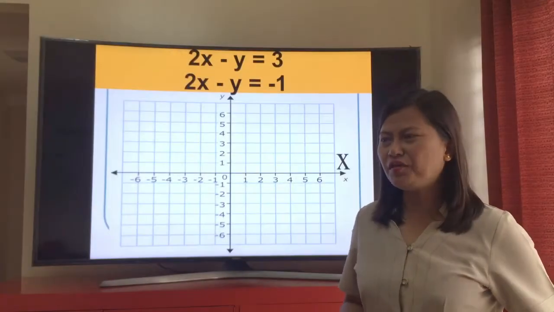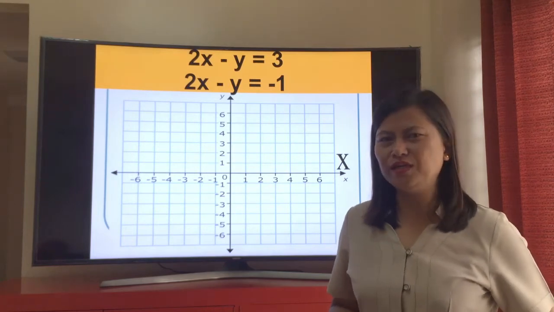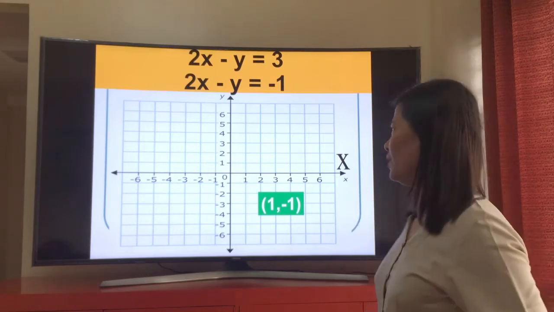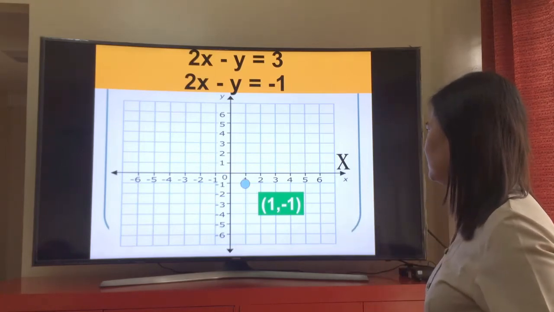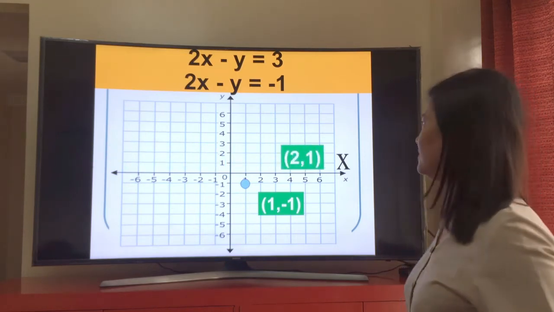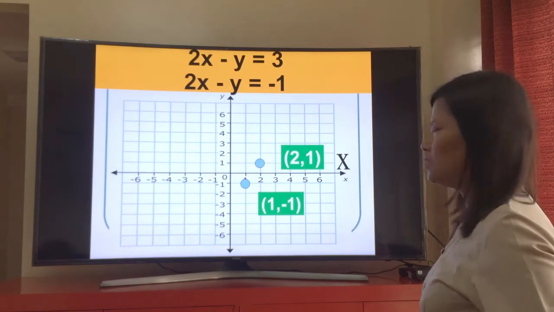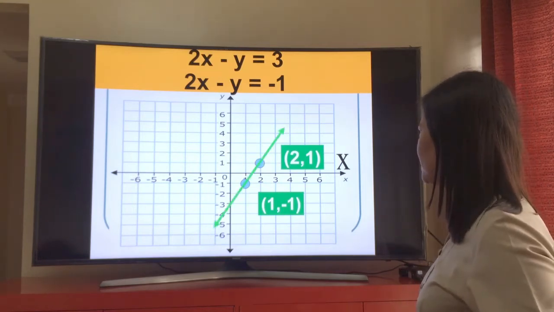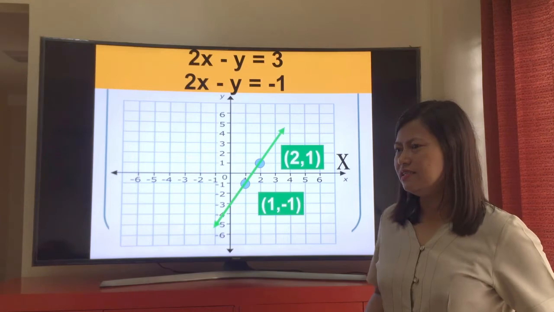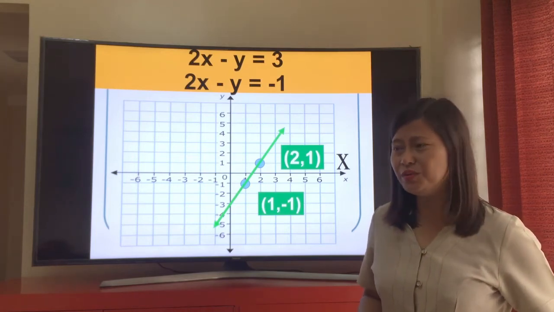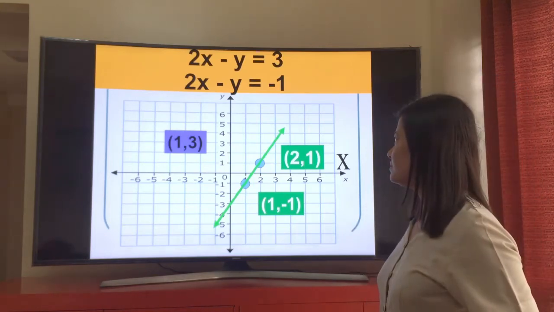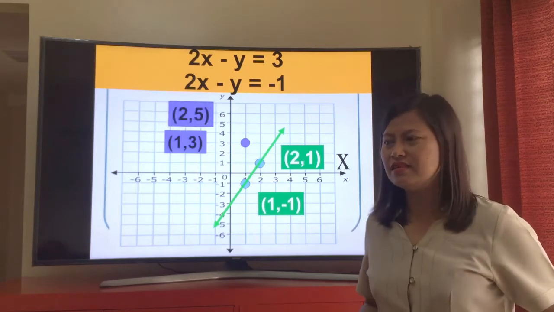Let's have now the graph of 2x minus y is equal to 3. So let's plot 1, negative 1. Next, 2, 1. Connect the 2 points. So that is the graph of 2x minus y is equal to 3. Let's have the graph of equation 2. We plot 1, 3. Then 2, 5.